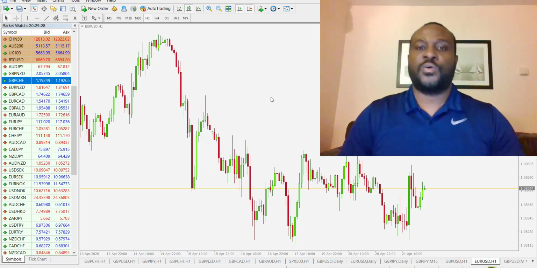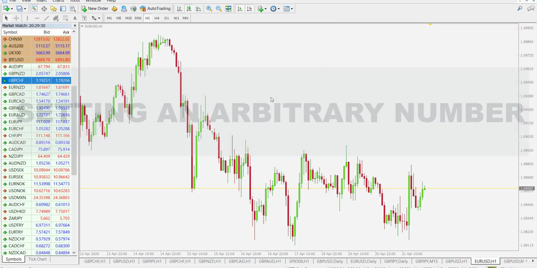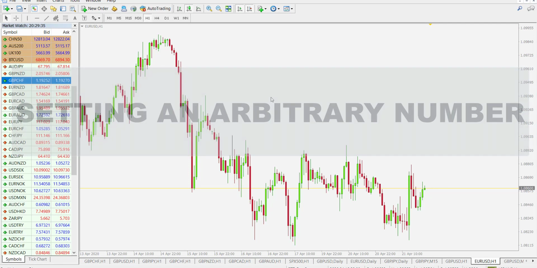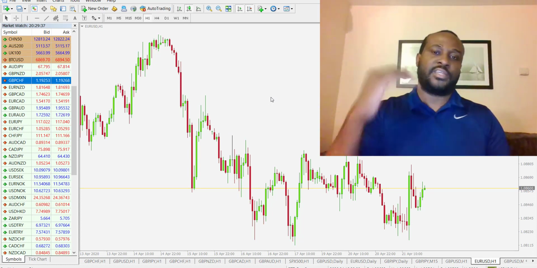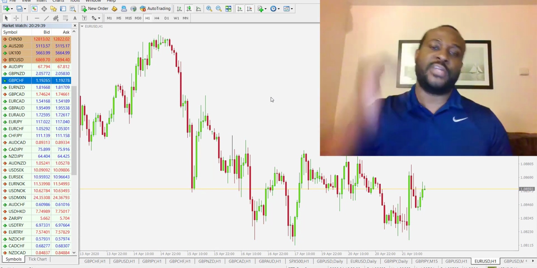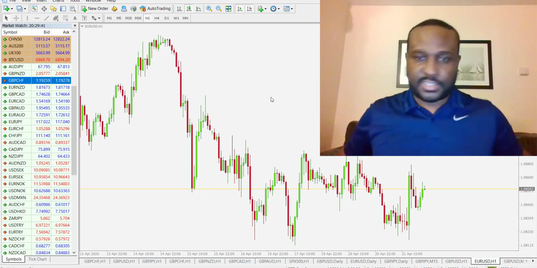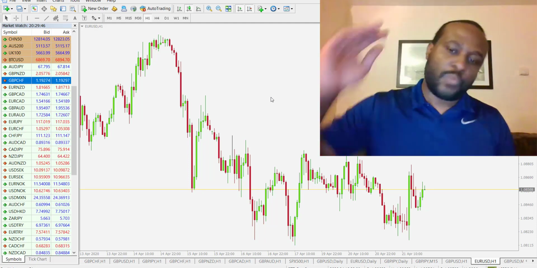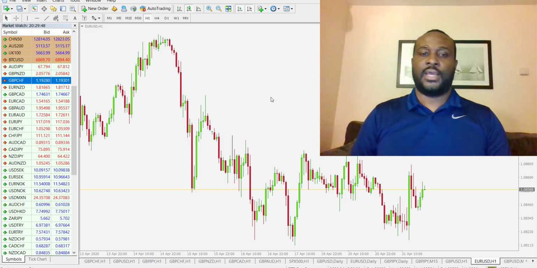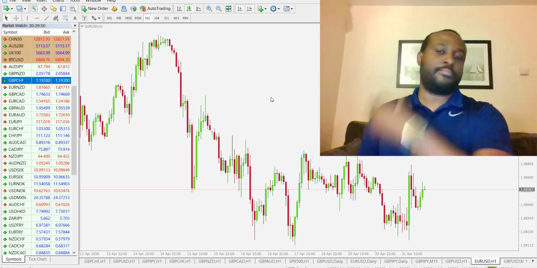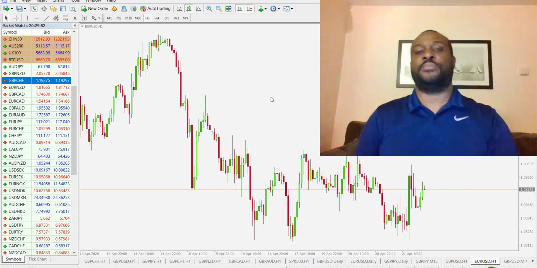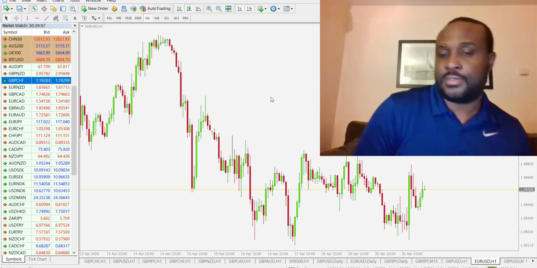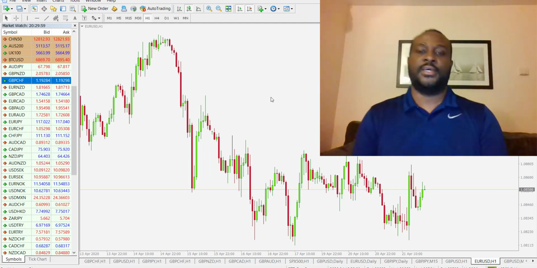First one is setting just an arbitrary number. So something like I will set my stop loss 20 pips for a buy trade. I'll set my stop loss 20 pips below the entry. Irrespective of the currency pair, irrespective of the time frame, my stop loss will always be at 20 pips. And so it's just an arbitrary number, a constant number, 20 pips. Works and also doesn't work. It's just what it is.